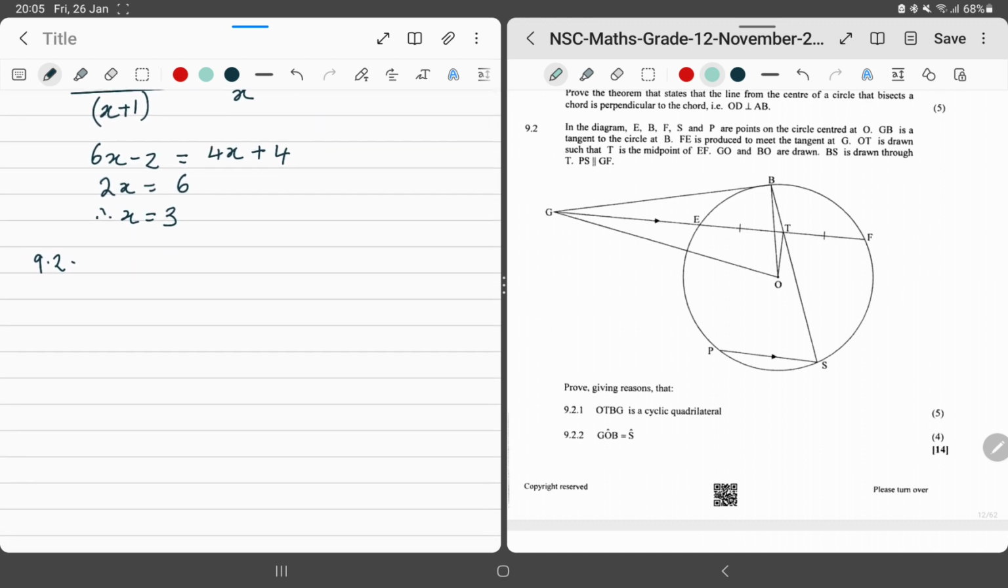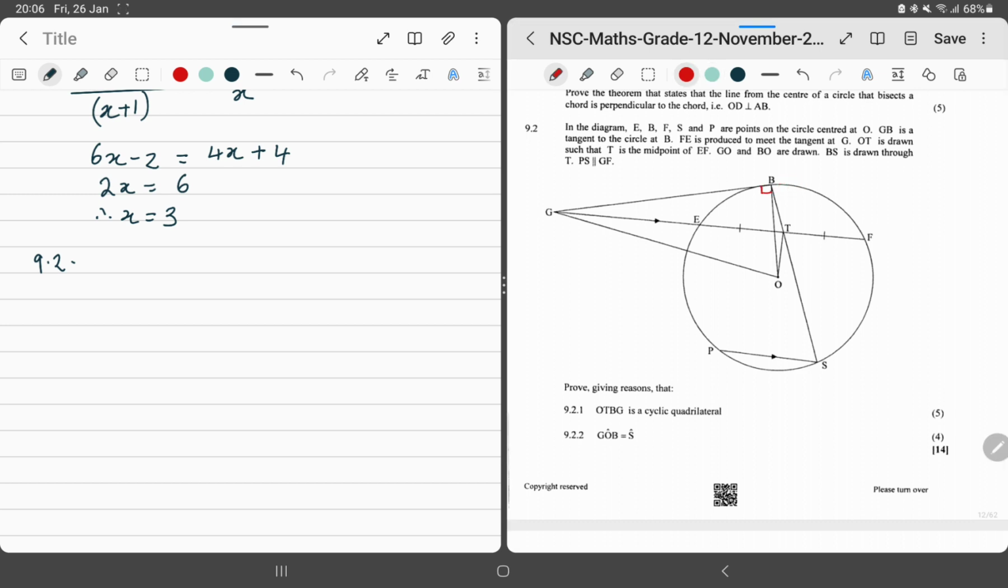In the diagram, E, B, F, S, and P are points on the circle centered at O. GP is a tangent to the circle at B. FE is produced to meet the tangent at G. OT is drawn such that T is the midpoint of EF. GO and BO are drawn. BS is drawn through T, and then PS is parallel to GF.